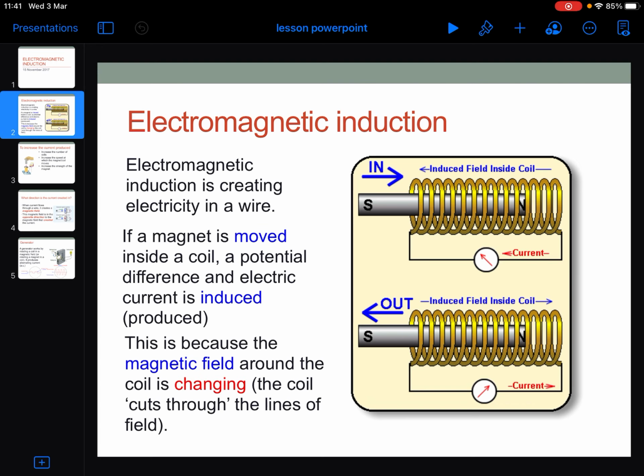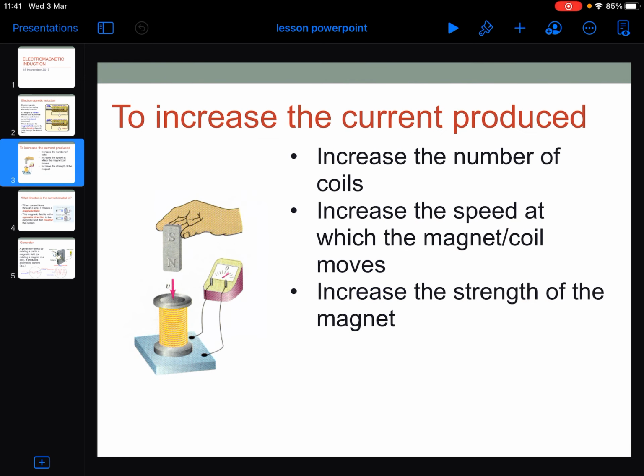So the next thing we are going to look at is how to get current increased. So if we're going to be using it from our plug sockets, we need a fair amount of current and potential difference. So how do we increase it? We can do that by increasing the number of coils on that coil that you're using, increasing the speed at which the magnet or coil moves, so the faster you're going in and out, the more current you'll create, and increasing the strength of the magnet, because then there'll be more field lines for that coil to cut through.